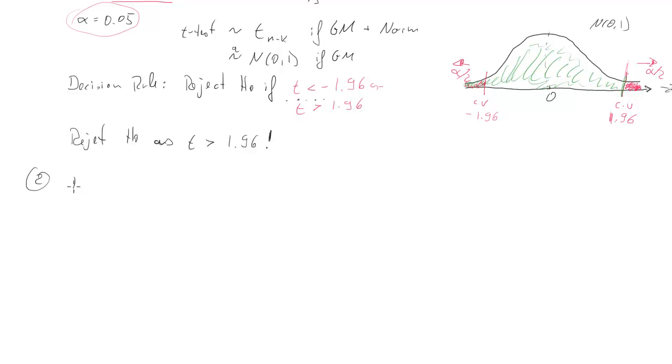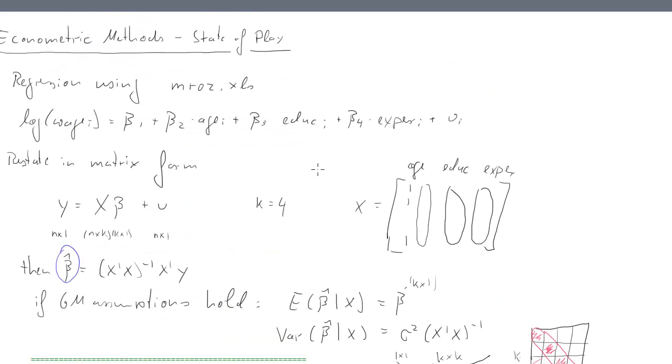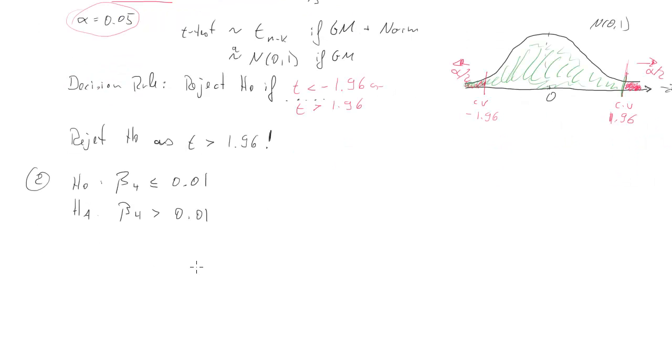In the second example, we're going to test the following null hypothesis: beta 4 is smaller or equal to 0.01, and the alternative is beta 4 is larger than 0.01. Beta 4 was the coefficient for experience. So someone basically claims that the effect of experience is larger than a certain value, and we put that in the alternative, and the null hypothesis is the complement of this.